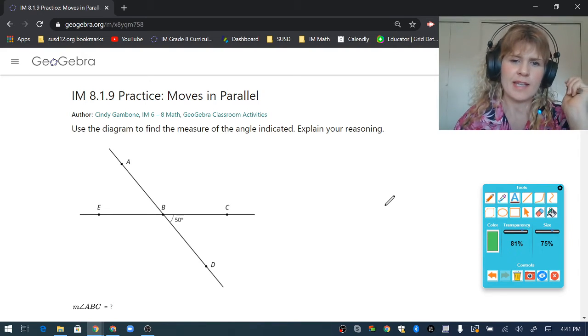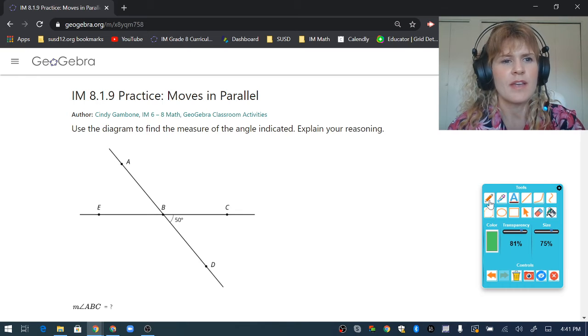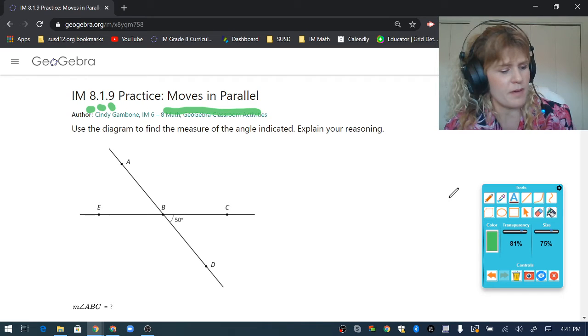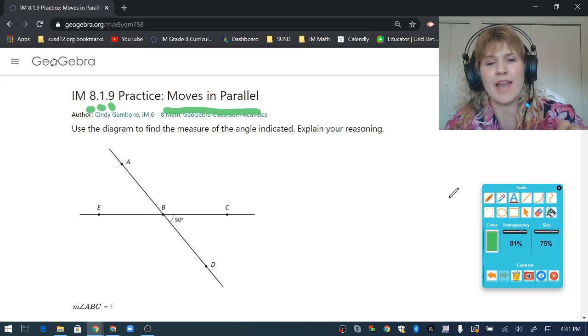Hey students, let's get started on our next assignment. This is 8th grade math, unit 1, lesson 9, and the title is Moves in Parallel. But first, we're going to talk about vertical angles.